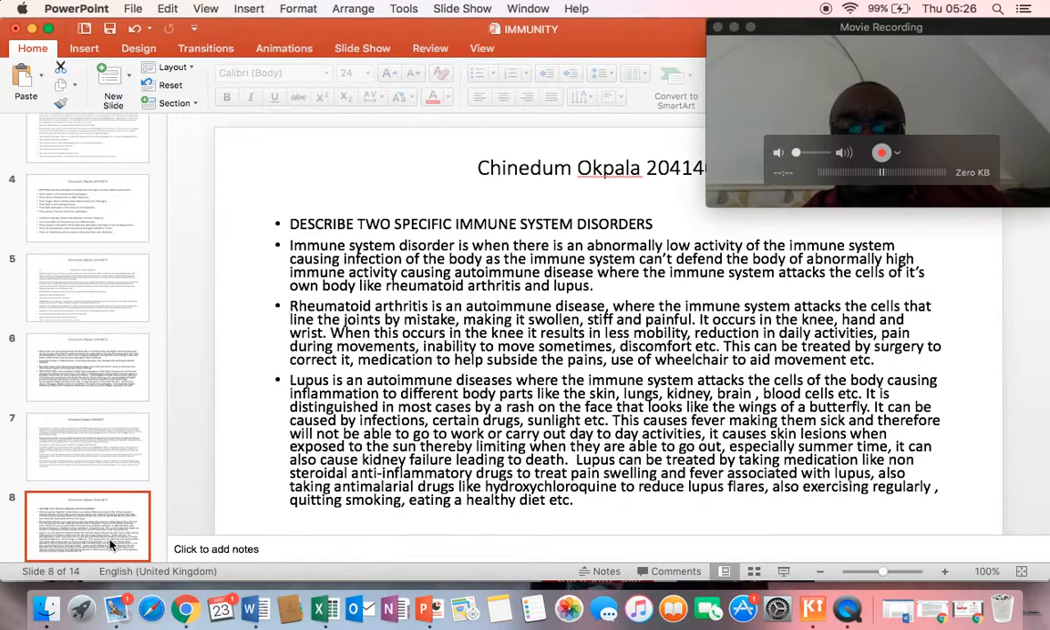Lupus can be treated by taking medication like non-steroid anti-inflammatory drugs to treat pain, swelling, and fever associated with lupus. Also taking anti-malarial drugs like hydroxychloroquine to reduce lupus flares. Also exercising regularly, quitting smoking, and eating a healthy diet will help in lupus treatment.